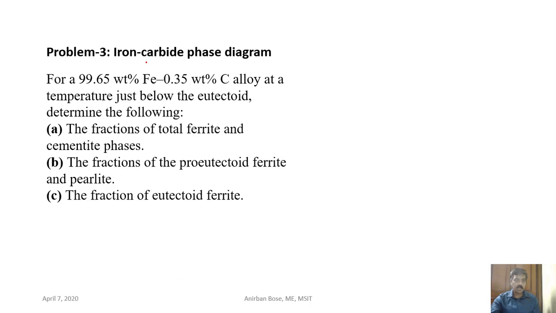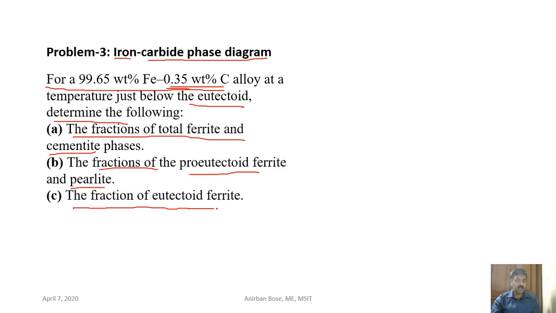Now coming to the next problem, which is from the iron carbide phase diagram. In this case the problem is there is an iron-carbon composition where the carbon percentage is 0.35% and 99.65% is iron. So 0.35% is the composition of carbon in that alloy at a temperature just below the eutectoid temperature. Determine the following things. What you have to find out: the fraction of the total ferrite and cementite phases present, the fraction of pro-eutectoid ferrite and pearlite, and the fraction of eutectoid ferrite.